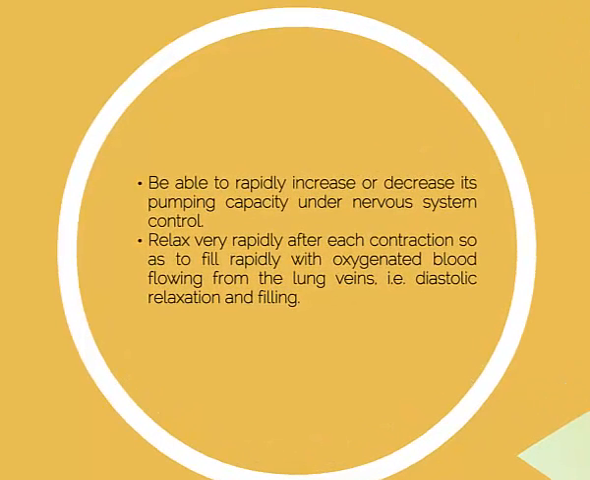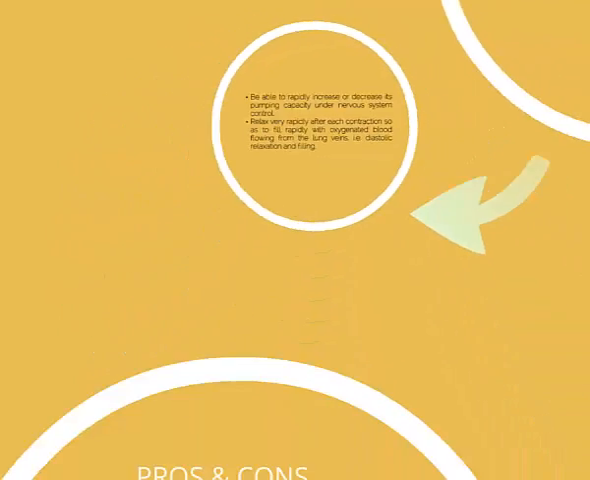It has to be able to rapidly increase or decrease its pumping capacity under nervous system control, and relax very rapidly after each contraction so as to fill rapidly with oxygenated blood flowing from the lung veins. For example, diastolic relaxation and filling.